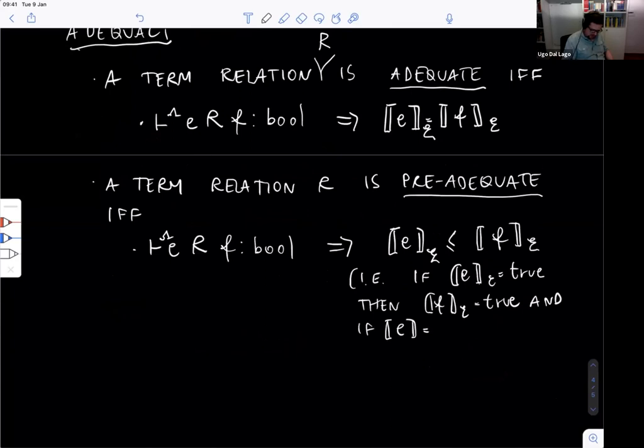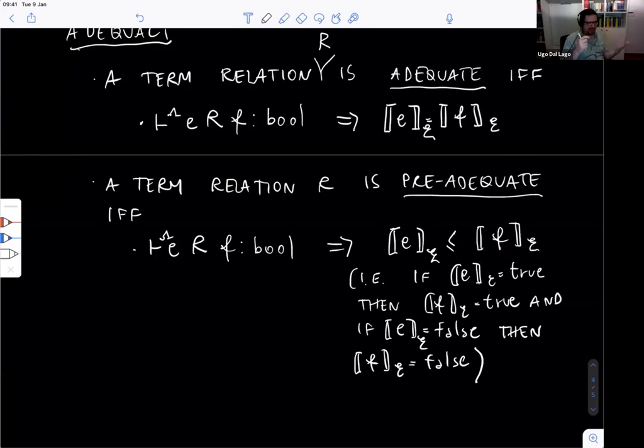If one of the two terms reduces to true, then also the other reduces to true, but not necessarily vice versa, and the same for false. Okay, so compatibility and adequacy means being a congruence. The key notion is that we want to always work with equivalences which are actually congruences. Compatibility with pre-adequacy, well, it is like a laxer notion. It corresponds to a notion of refinement.